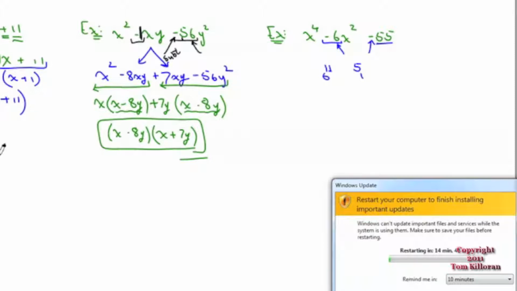5, 11. What kind of 5? What kind of 11? Positive 5, negative 11. What variable do they both get? X squared. The middle variable is x squared, so they both have to have it, because when I add those two together, I need them to subtract up to -6x squared. All right, bring down the x to the fourth to the front. Bring down the negative 55 to the back.